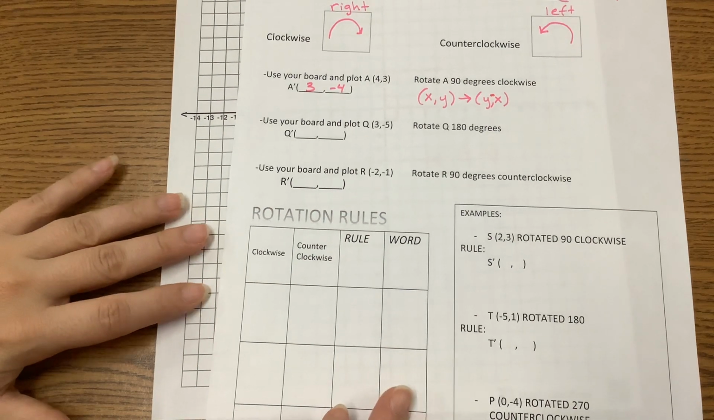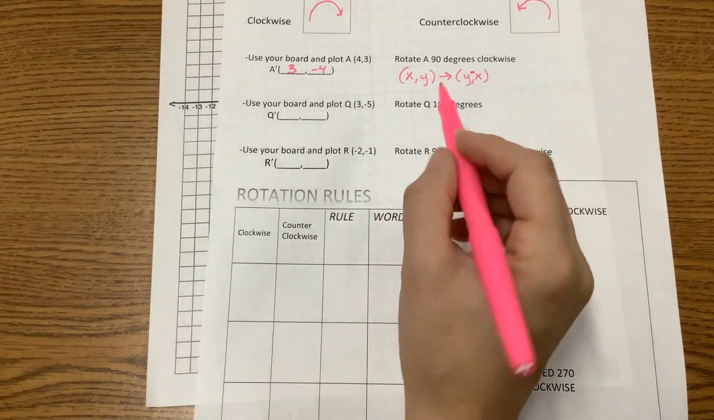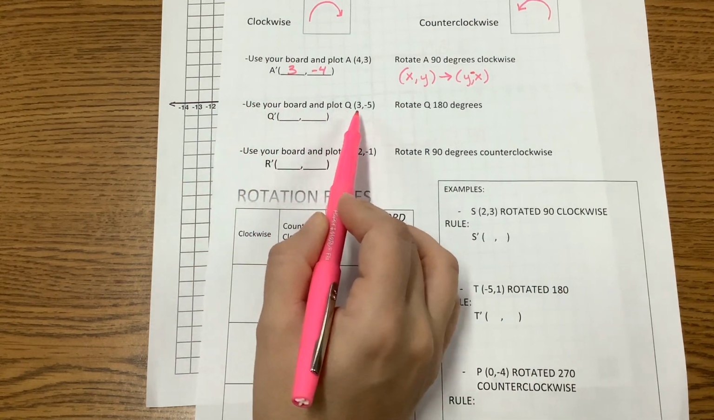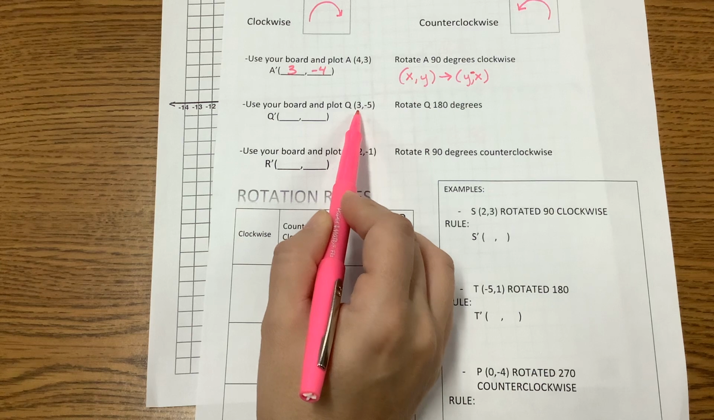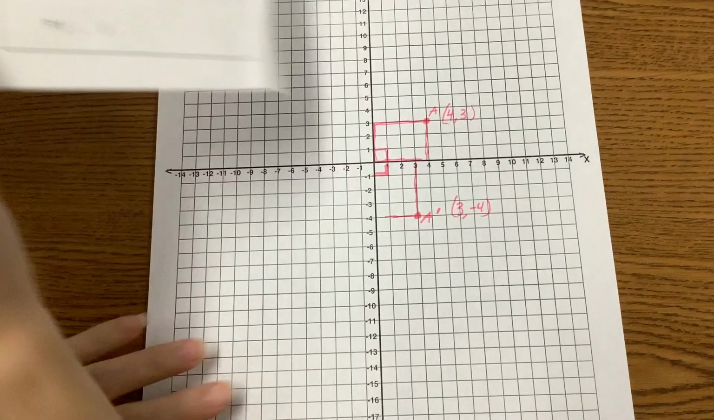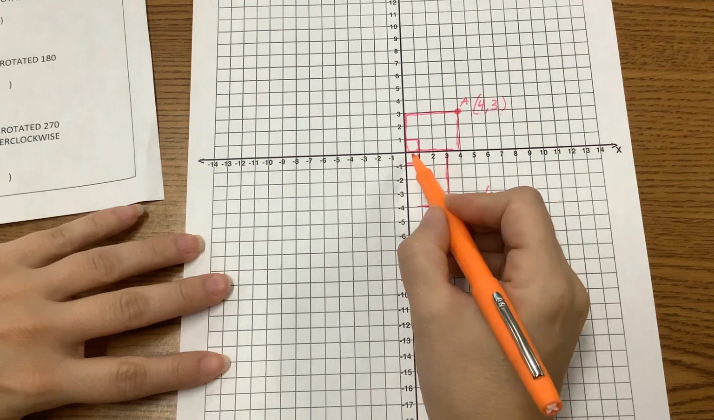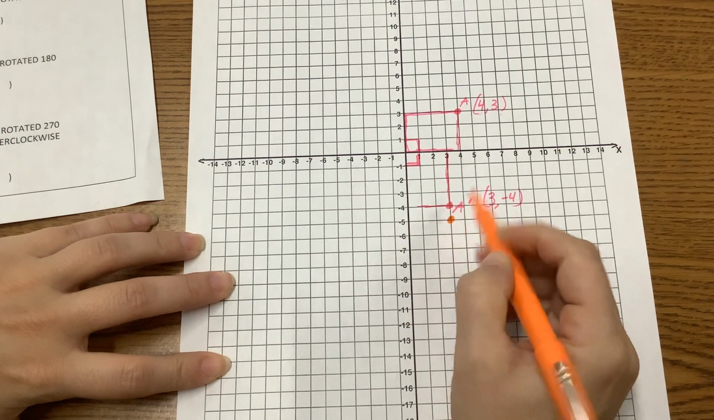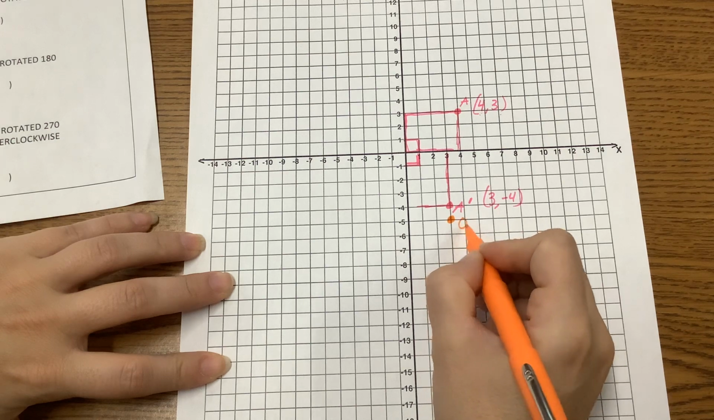All right, we have another example for a rotation of 180 degrees. It says use your board. We have our graph paper. Plot a point at Q where it's 3, -5. So we have 3, -5, and this is point Q.